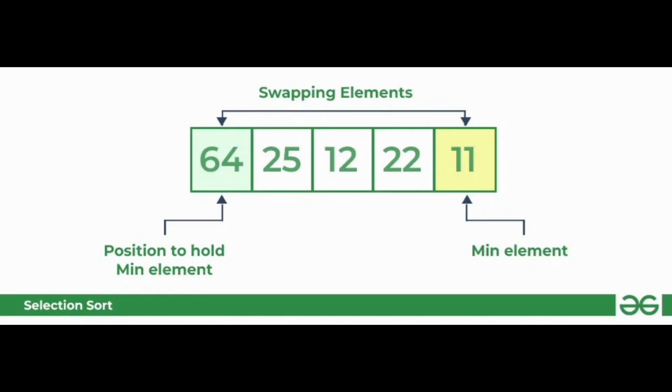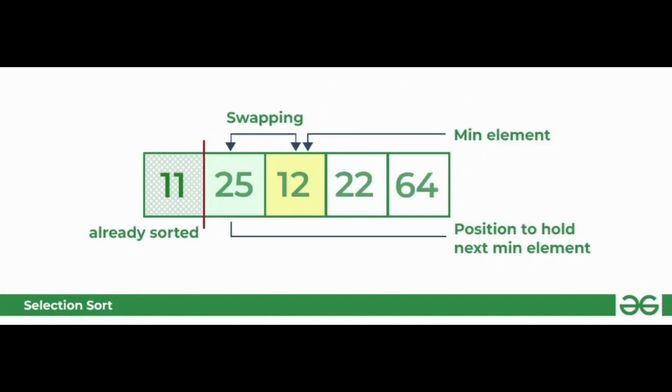Let's see a problem. Array of 64, 25, 12, 22 and 11. The first position is 64. 64 is compared to the whole array with 25, 12, 22 and 11. 11 is the smallest. So 11 and 64 will swap places.